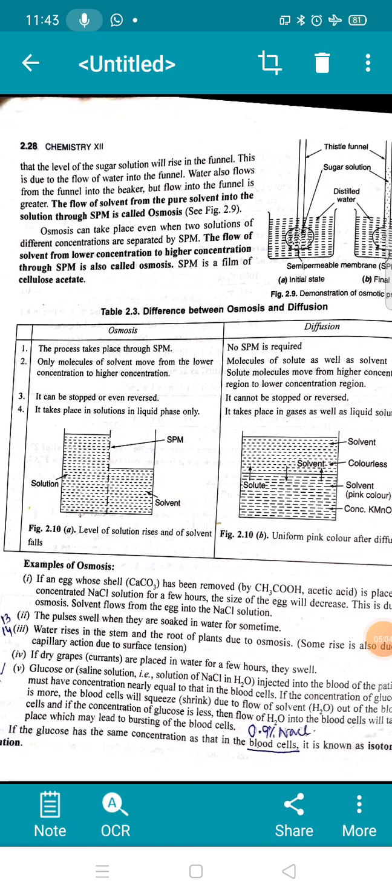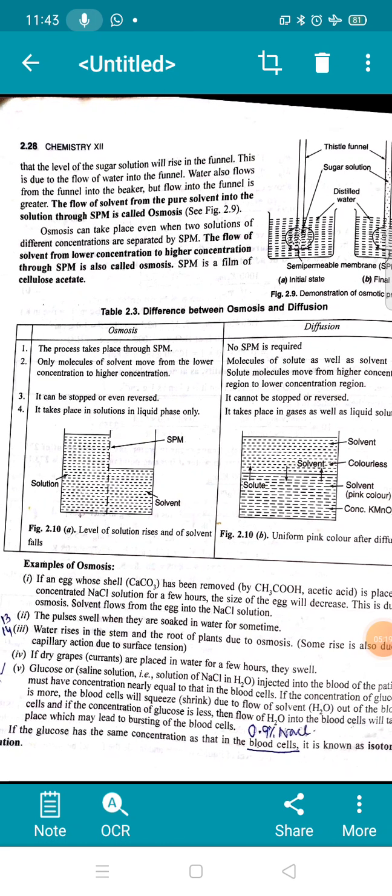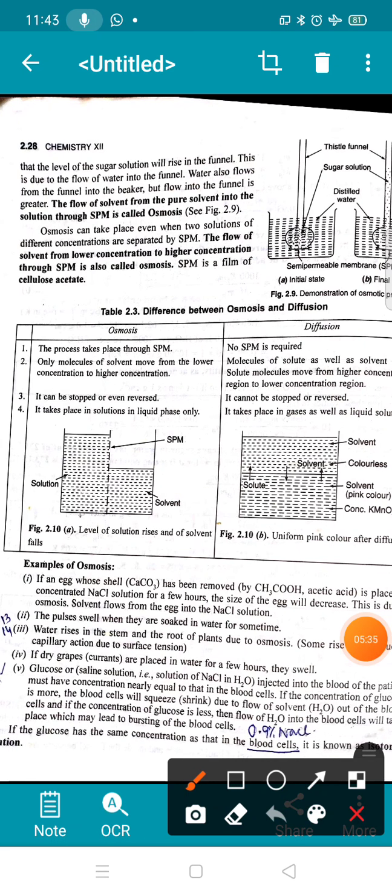Now you know blood is also considered to be a solution, having a very fine membrane which can be considered a semi-permeable membrane. If the sodium chloride injected into the blood does not have the same osmotic pressure as that of the blood cells, then the blood cells will either shrink or become swollen and ultimately burst. So you must remember this concentration: 0.9% NaCl.